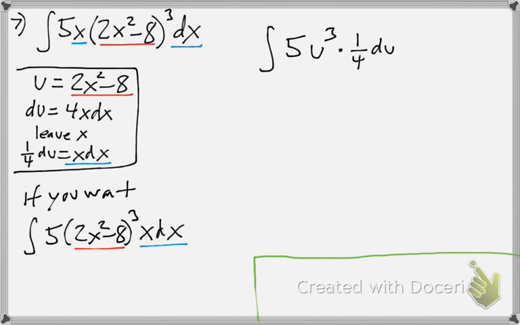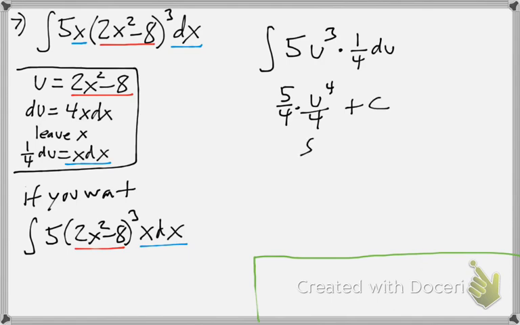Again, we need to have all u's and du in order to integrate. That's why getting rid of that x was such a big deal, because I can't just have an x in here when I'm integrating. It needs to be all u's and a du. So if I actually integrate this, well, I have the 5/4 there times u to the 4 over 4 plus c.